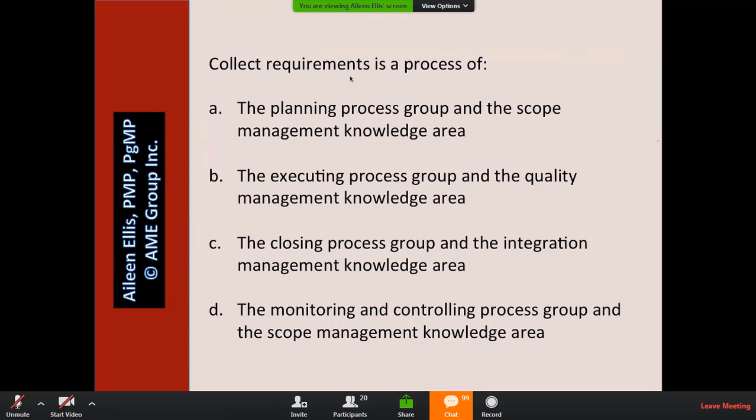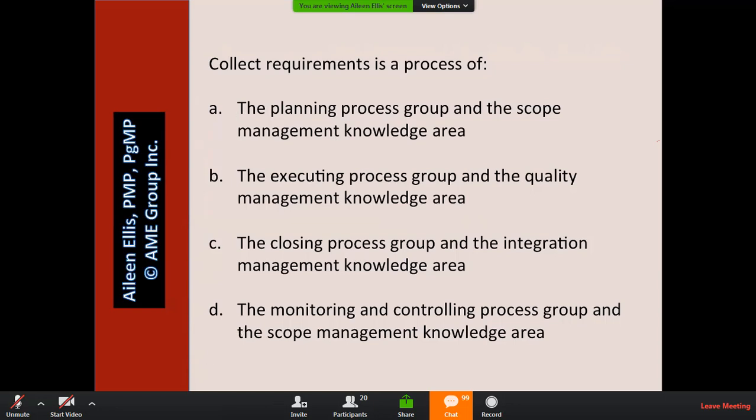When I think collect requirements, I think in my real work, and I should have said this earlier, always assume traditional project management, never assume agile unless the question says agile. So traditional project management, when do I collect requirements? I do it early on as part of planning. So I look at the planning process group and scope management. Yes, I relate collect requirements to scope.